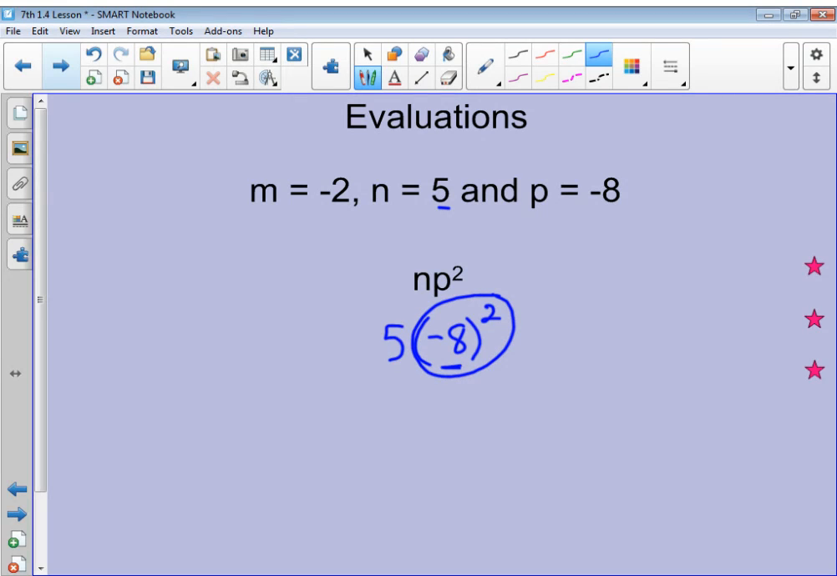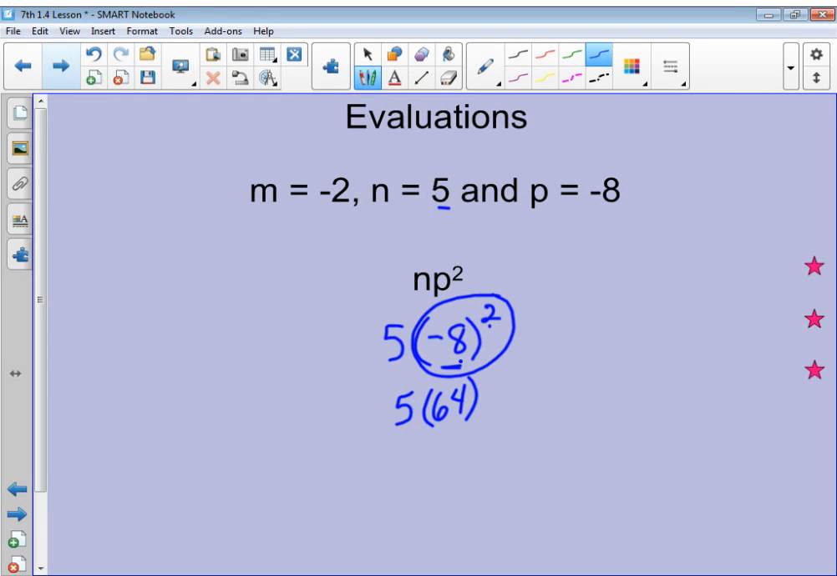So we're working order of operations also. So here it's grouped together, so an even number of negatives would be a positive answer. 8 times 8 is 64. So now I have 64 and I have 5 still sitting out here.